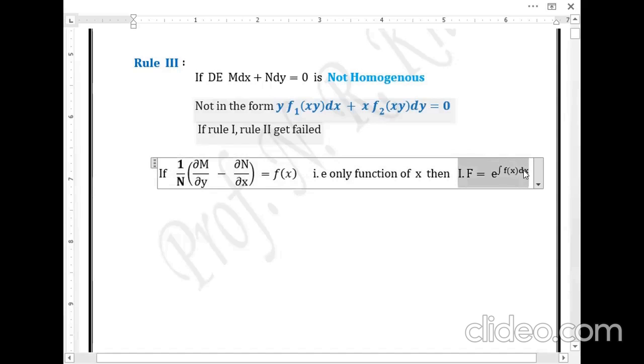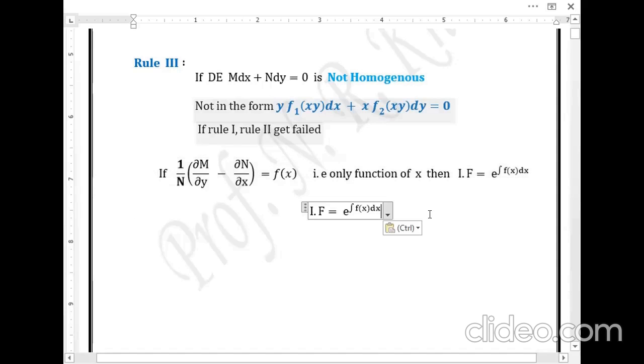So the integrating factor of such a differential equation, which is not exact by using rule number 1, rule number 2, is e raised to integration of f of x into dx, the integrating factor of rule number 3. When the subtraction of the derivative of M and N with respect to y, x respectively is divided by N, and the final answer is f of x, then we can find the integrating factor by using the formula. The integrating factor is equal to e raised to integration f of x dx. This is the integrating factor of rule number 3.